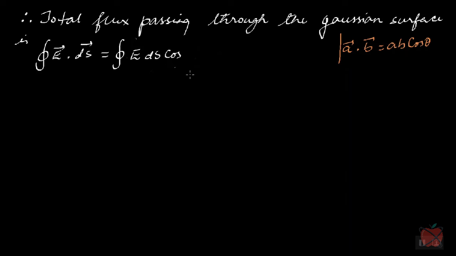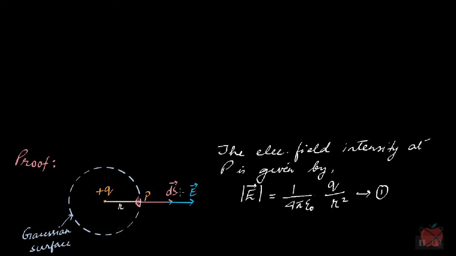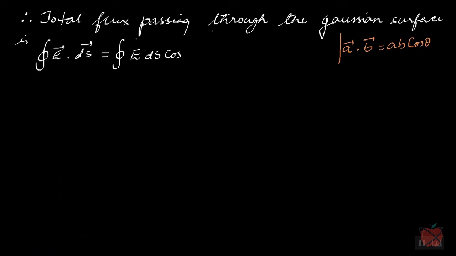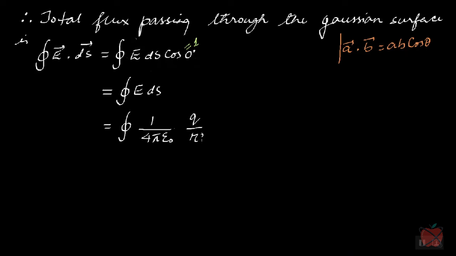Theta again is the angle between E and ds. And if you look at this diagram, what is the angle between E and ds? Are they not pointing in the same direction? And because they're pointing in the same direction, they're parallel, their angle will be 0. So therefore, this will be cos 0 degree. All right. So you have E ds, since cos 0 degree is equal to 1. Okay. Right. So now let us put the value of E from equation 1. E is 1 by 4 pi epsilon naught q by r square, times ds.